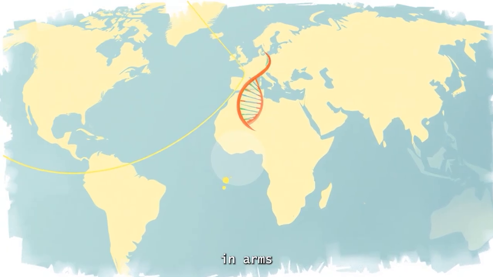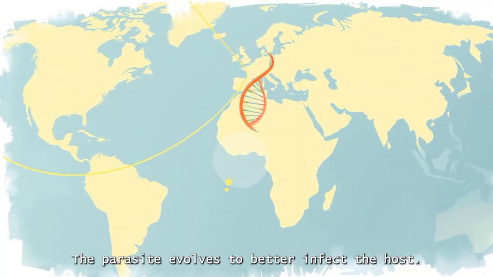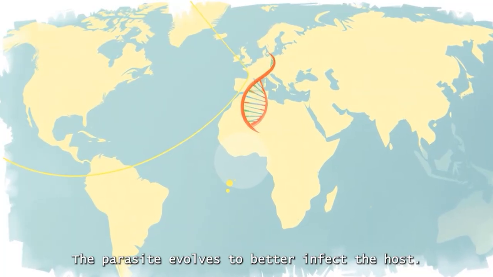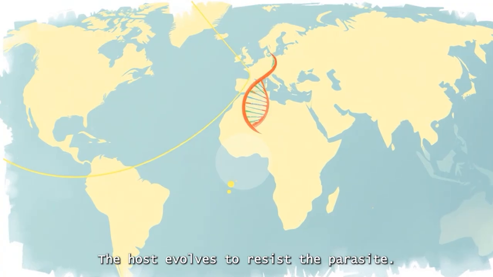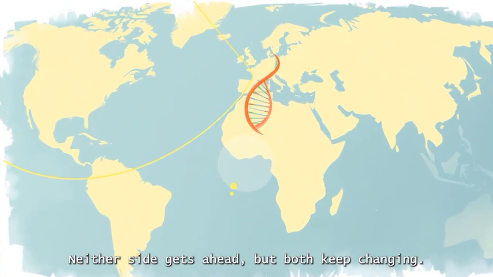This happens in arms races, like the one between parasites and hosts. The parasite evolves to better infect the host. The host evolves to resist the parasite. Neither side gets ahead, but both keep changing.